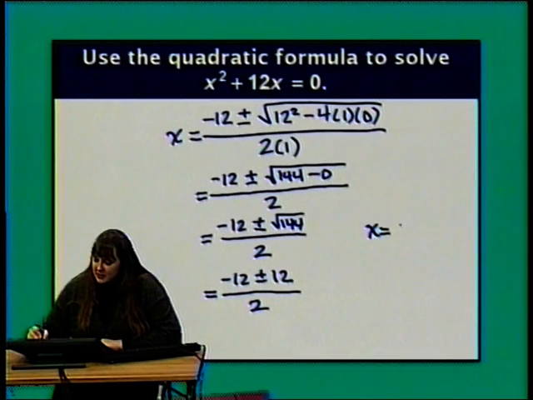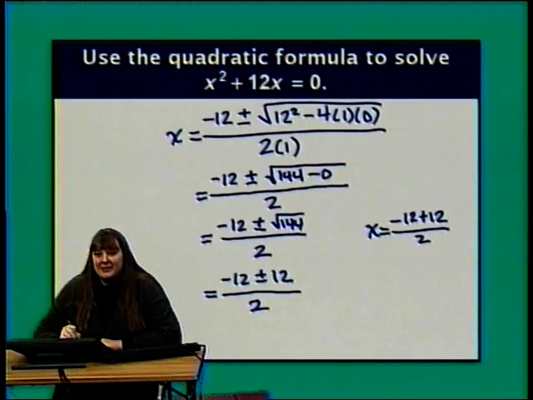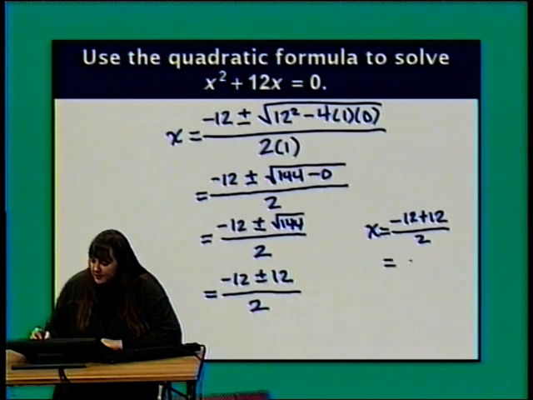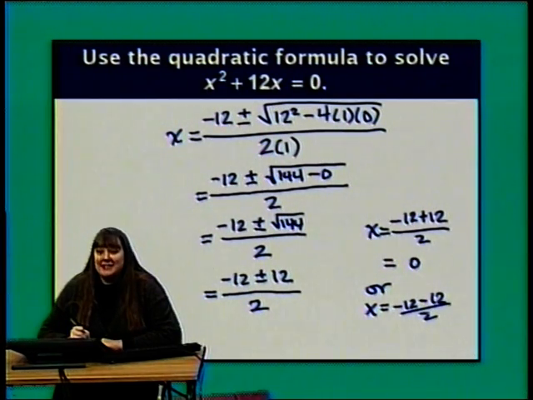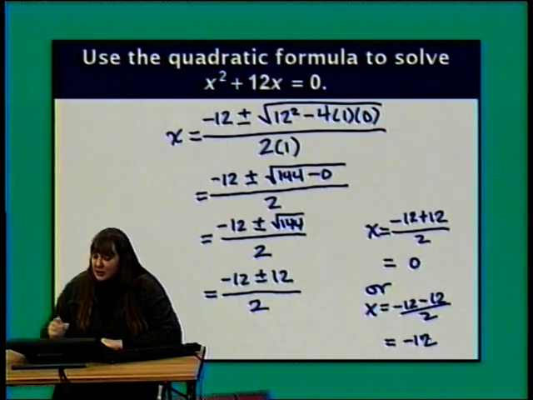So either x equals negative 12 plus 12 over 2, that's 0 over 2, which is 0, or x equals negative 12 minus 12 over 2. That's negative 24 over 2, which is negative 12.